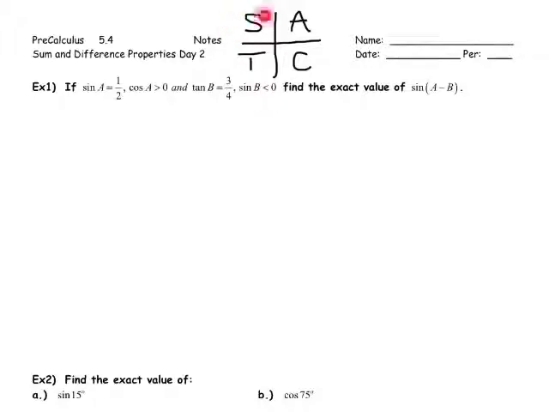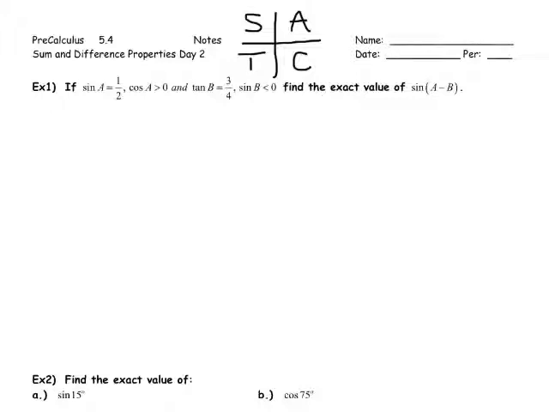So this says that sine only is positive, so therefore cosine would be negative, secant would be negative, tangent would be negative, and cotangent would be negative. All right, going on, in quadrant 3, tangent and cotangent are positive, the other 4 are negative. And in quadrant 4, cosine and secant are positive, so the others would be negative.